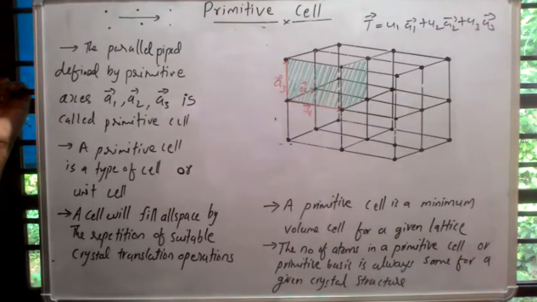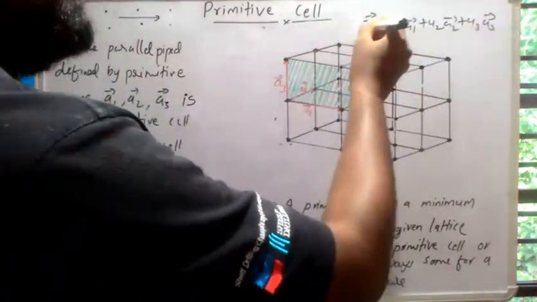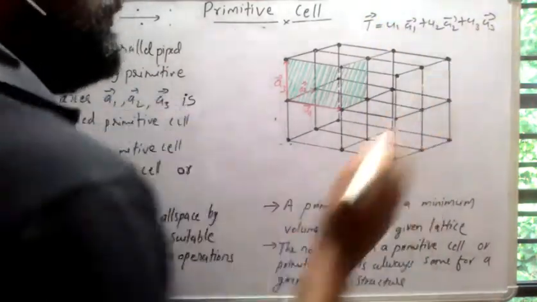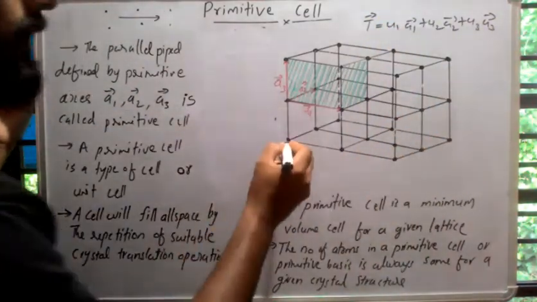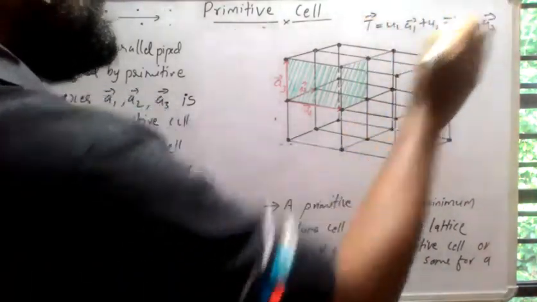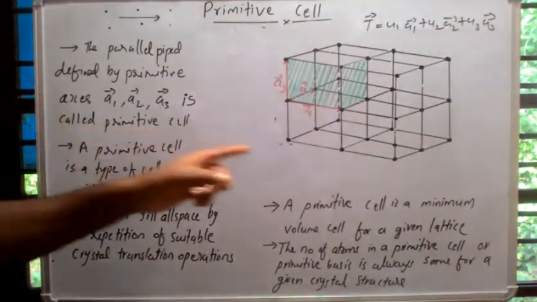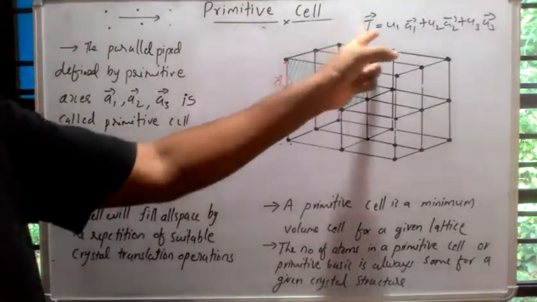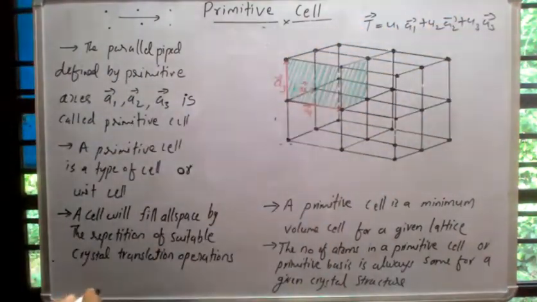Okay, so we can define our primitive translation vectors such that we should be able to write our translation vectors in this form. Any two lattice points are connected by a translation vector in this form.